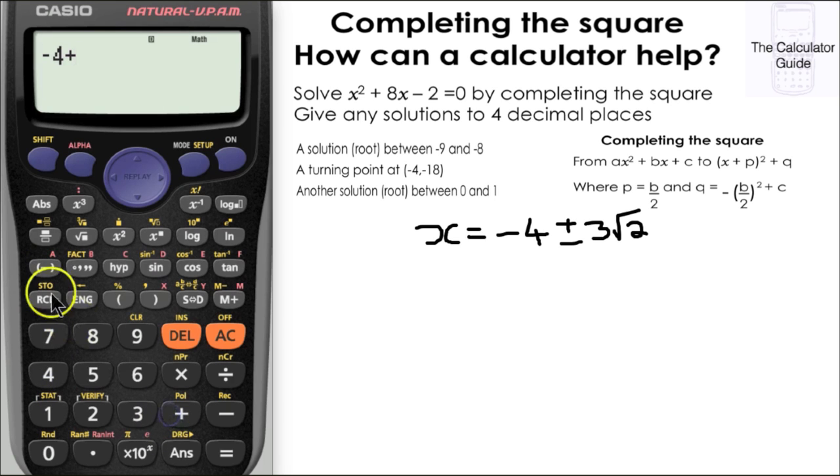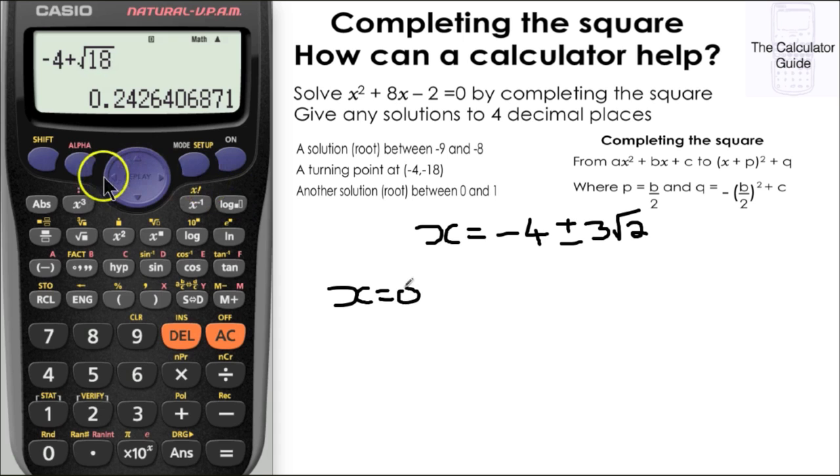I'm actually just going to use the square root of 18. The calculator will simplify it for me. Here is the surd version that we found, and I'm going to press the S-D button to change that to a decimal value. And just looking at the full calculator display there, I'm going to round that to 0.2426. That's rounded to 4 decimal places.